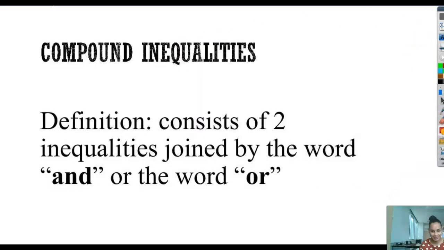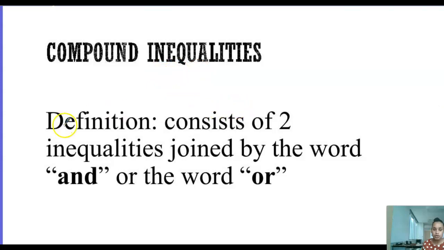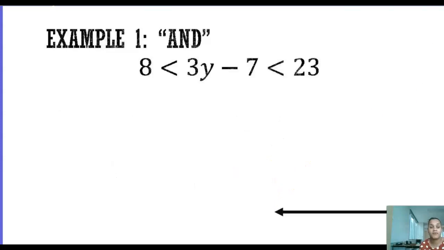Let's get started. So our definition of compound inequality is two inequalities joined together by the word and or the word or. So let's see what that looks like. We're going to first work on this and type inequality.